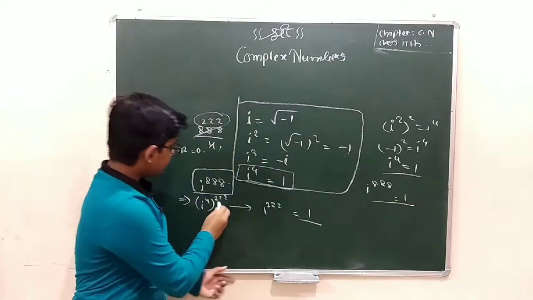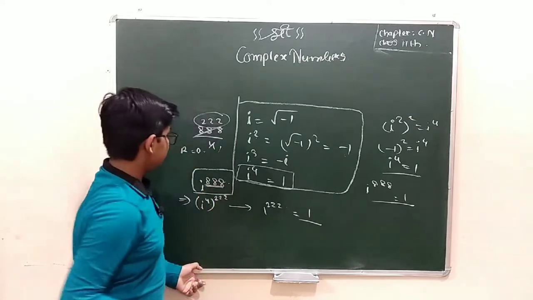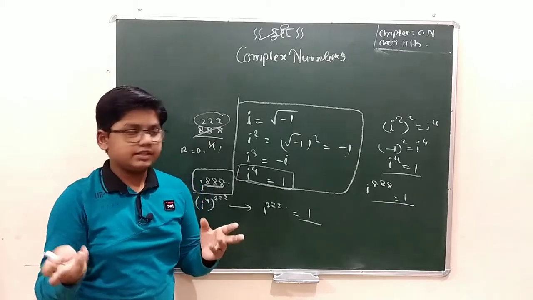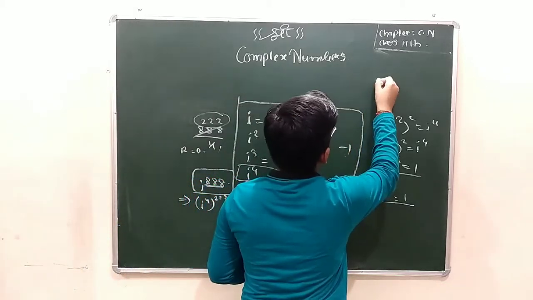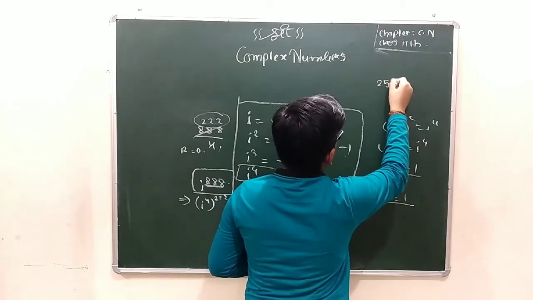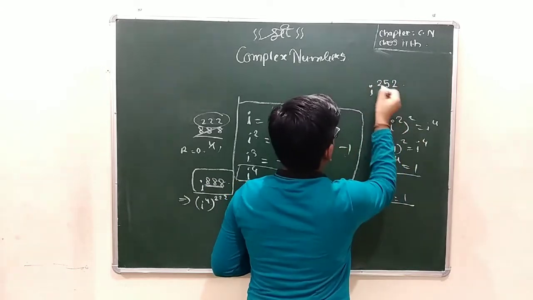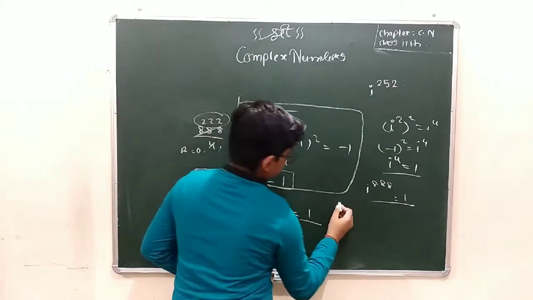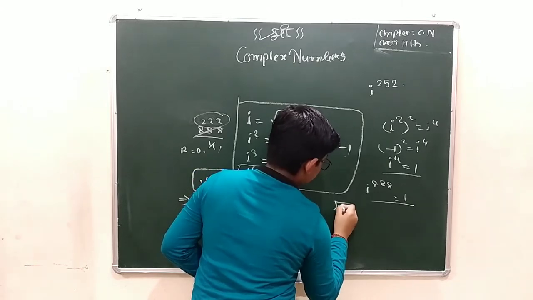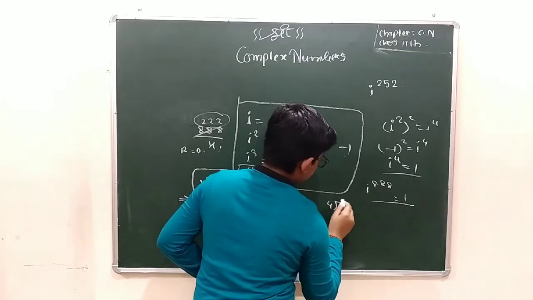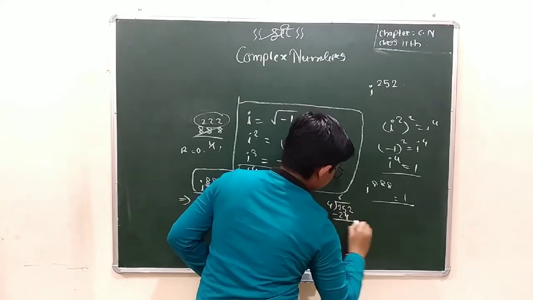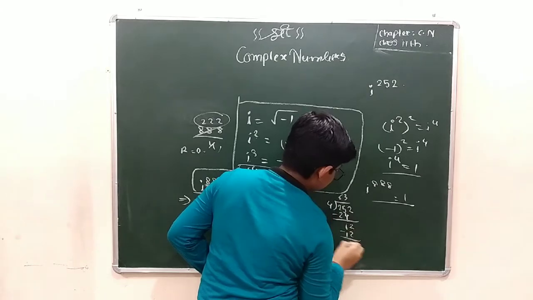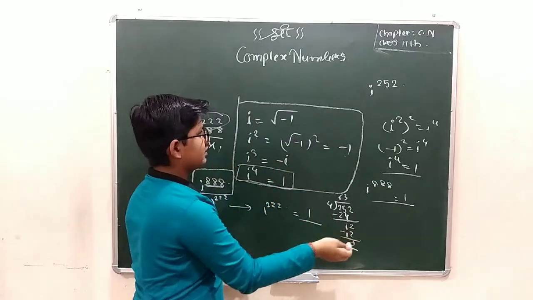Now what if the exponent is not divisible by 4? Then write it in addition format. Suppose I take i to the power 252 and I have to find its value. Then how do I find it? Here divide 252 by 4. The remainder is 0, so it is divisible by 4.